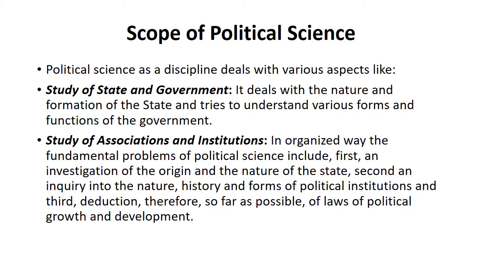Another aspect is that political science deals with the study of associations and institutions. In an organized way, the fundamental problem of political science includes first an investigation of the origin and the nature of the state, second an inquiry into the nature, history and forms of political institutions, and third the direction. Therefore, as far as it's possible, laws of political growth and development are achieved. In other words, political science also deals with the study of associations and political institutions. These institutions and associations are mostly political.